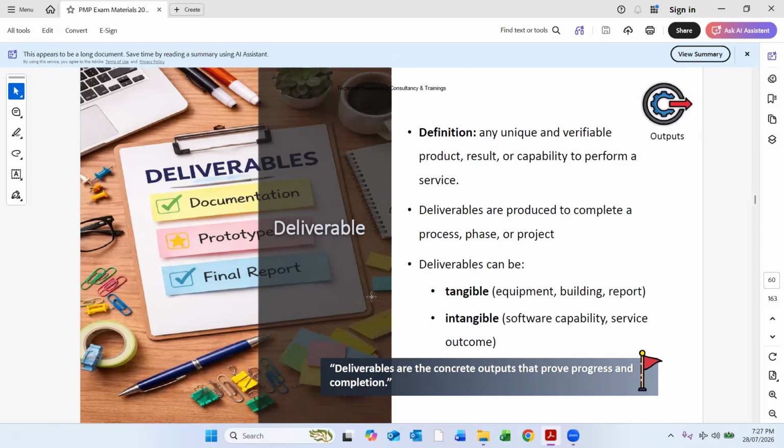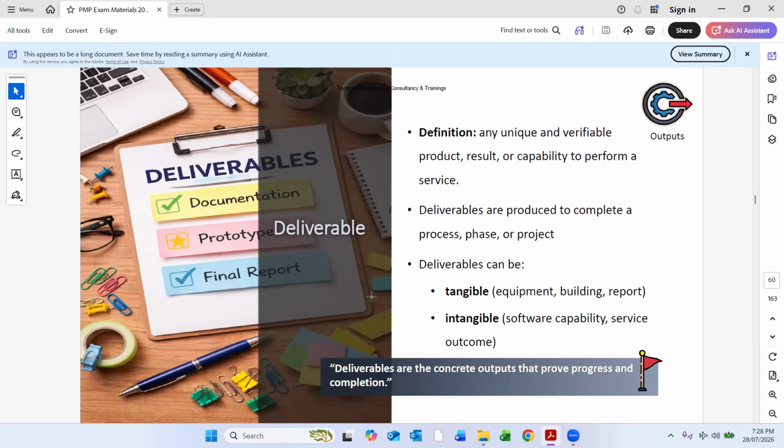Deliverables can be tangible or intangible. Again, what is the difference between tangible and intangible? Tangible means equipment, building, and report. Intangible means software capability and service outcome. Tangible can be measured, and intangible cannot be measured. You cannot measure software capability. You cannot measure service outcome, right?